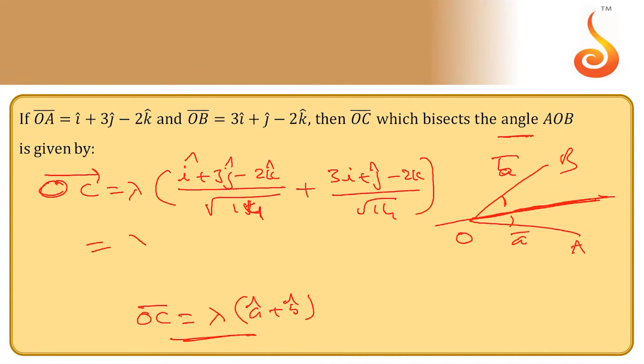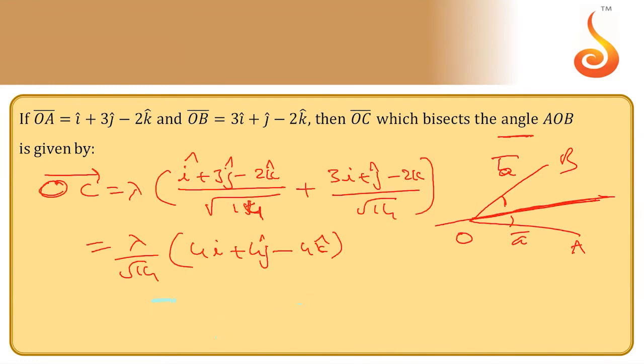So anyhow, lambda by root 14 into the remaining part, 4i + 4j - 4k. Okay, then 4 lambda by root 14 bring outside. Then what is there? i + j - k. Lambda is scalar. Okay, take. Now i + j - k.